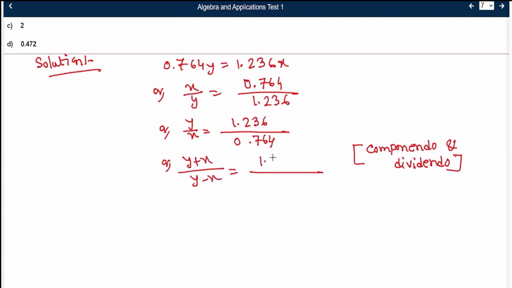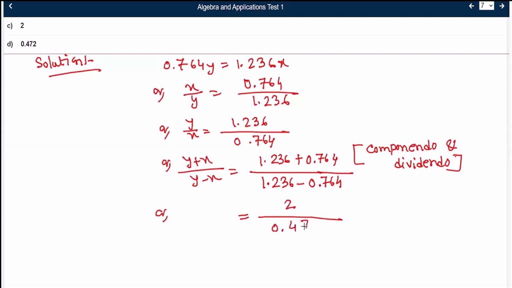That means 1.236 plus 0.764 over 1.236 minus 0.764, right? Now let's do the calculation over here. It becomes 2. So you got the value in the numerator as 2 and in the denominator 0.472. y plus x by y minus x, correct?